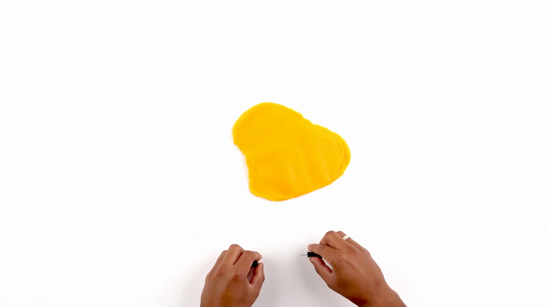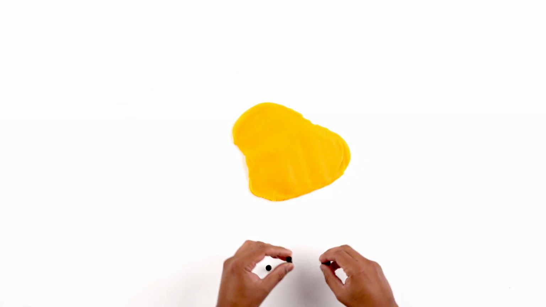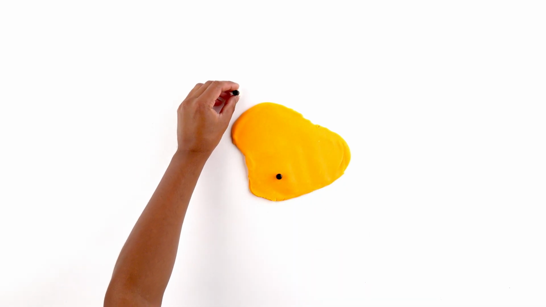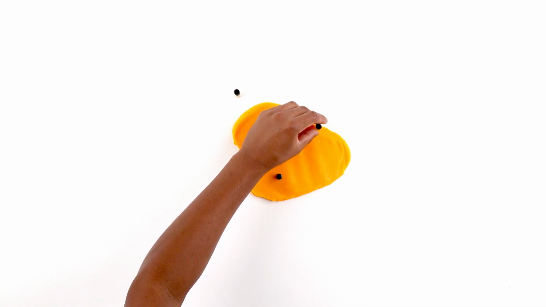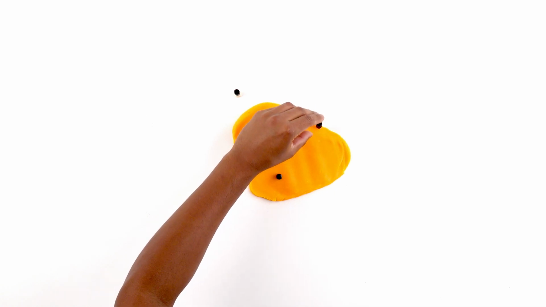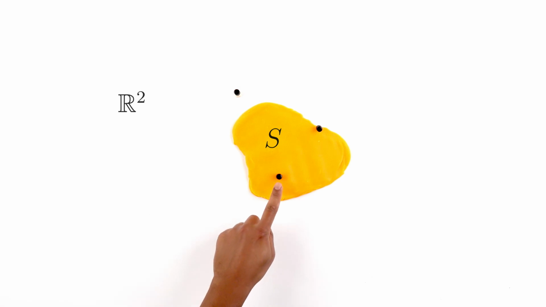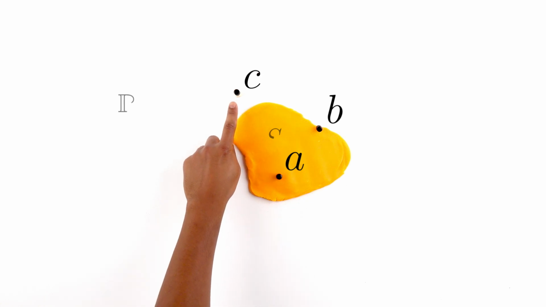Let's pick 3 different points and place them in two-dimensional space. So I'm going to put one over here, one here, and one right there. Okay. Let's check if they are interior points of S using our definition. Here is our point A, our point B, and our point C.